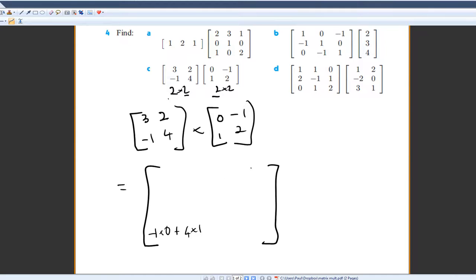Alright, now I'm going to get this element here. This is in row 1 and column 2. So I'm going to run this row here and dive this column. 3 times 0 plus, no, I've just messed that up. Three times -1 plus 2 times 2.